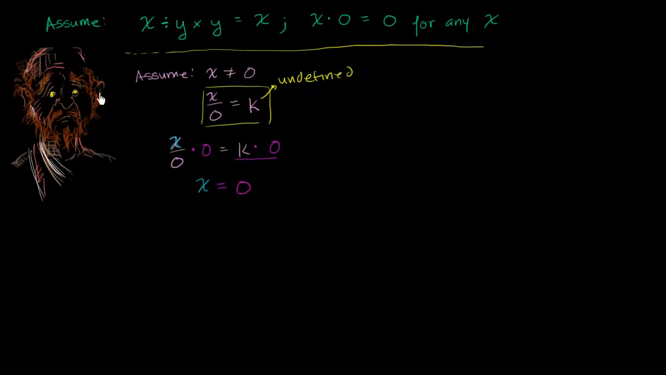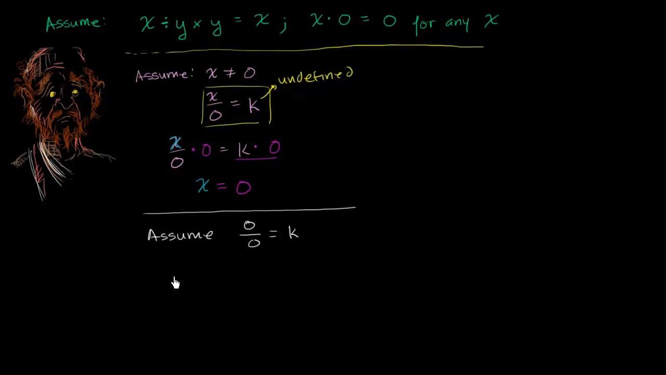Now, with that out of the way, you're like, well, okay, this was the situation when x does not equal 0. But what about when x does equal 0? So let's think about that for a little bit. And once again, I will try to define it. So I will assume that 0 divided by 0 is equal to some number. Well, once again, let's just say it's equal to k again.